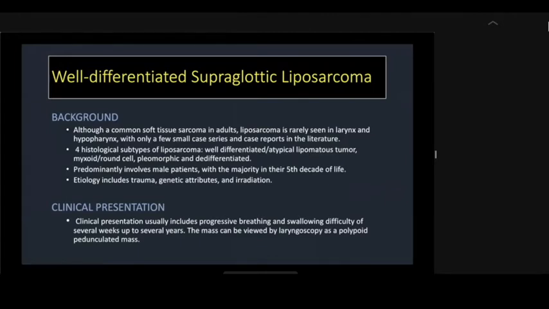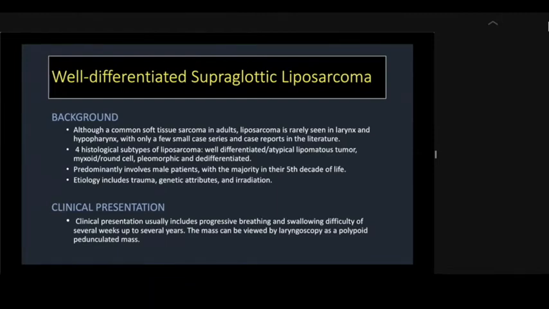We know that liposarcomas are one of the most common soft tissue sarcomas in adults, but we rarely see them in the larynx and hypopharynx. Only a few case reports are present in the literature. Histologically, they're divided into 4 subtypes: well-differentiated atypical lipomatous tumor, myxoid round cell, pleomorphic, and dedifferentiated.